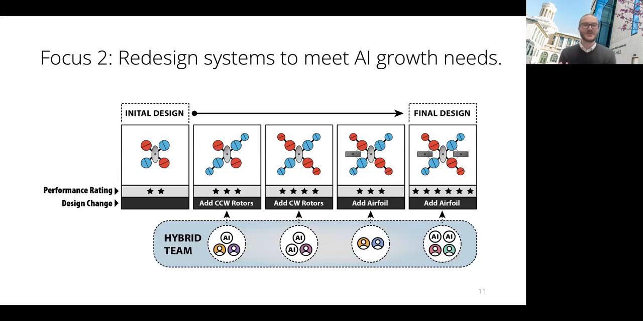So focus area 2 is on redesigning our typical engineering systems to meet AI growth needs. So one of my big buckets of research is on human AI collaboration and the types of engineering systems that we have today, right? The CAD programs and the documentation approaches and stuff like that is woefully underprepared to support AI or to ingest large amounts of data. So we need to be thinking about how to redesign those systems in order to keep pace with AI.